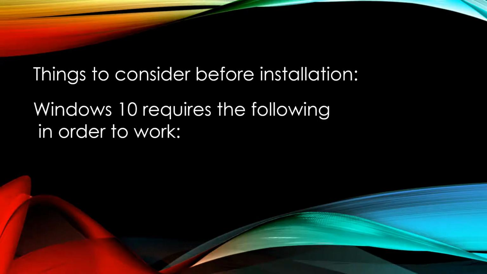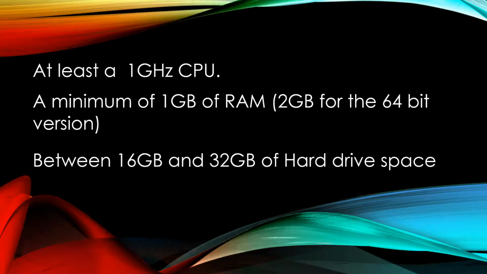Now there's a couple of things we need to consider before installing Windows 10. Windows 10 itself requires the following in order to work. Now these are bare minimums, but at least a 1 GHz CPU. A minimum of at least 1 GB of RAM if we're installing the 32-bit edition. But in most cases people would probably want to install the 64-bit edition, and that requires a minimum of 2 GB of RAM. It may run in less than that, but it will be very slow. It's also going to need between 16 GB and 32 GB of hard drive space.